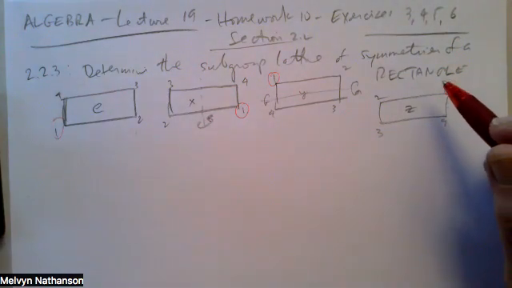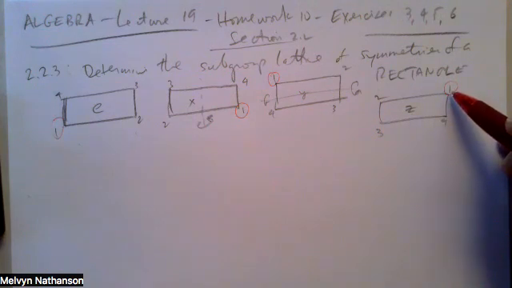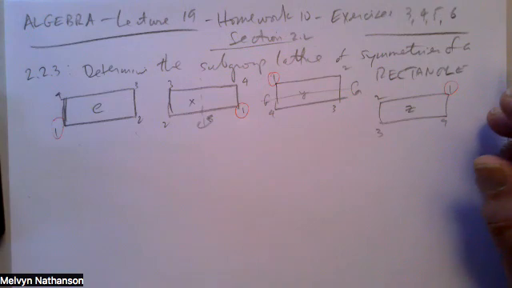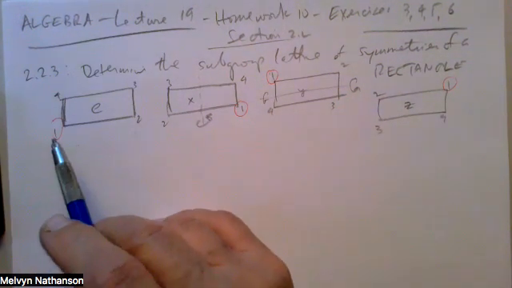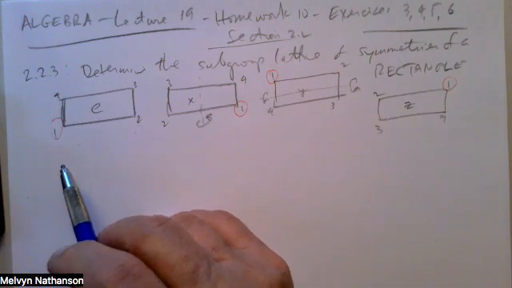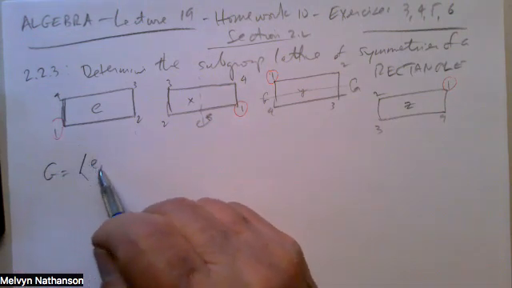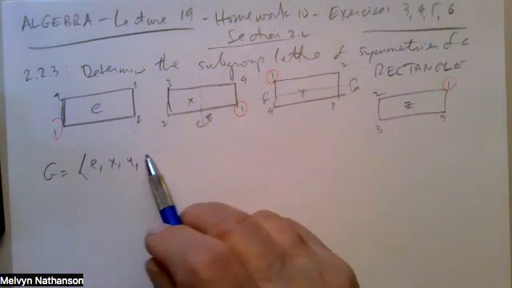And once you put down the rectangle in the space with the 1 in a certain corner, the short side has to be 1, 4. There's no other option for that. So these are the only possible symmetries of the rectangle. So this symmetry group, let's call it G, consists of E, X, Y, and Z.